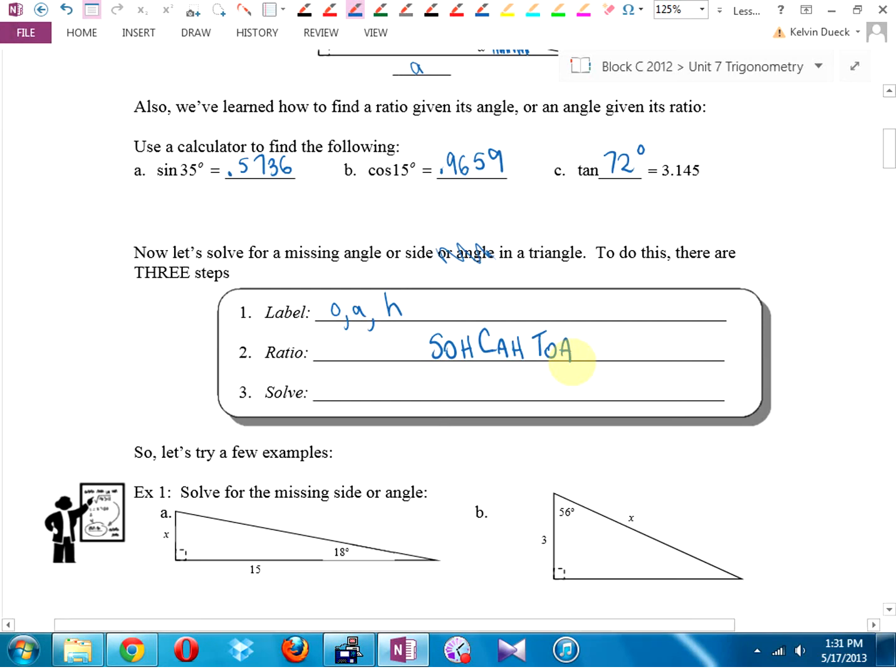And then it says solve. There's going to be 2 types of questions. Draw a little line right down the middle. If you're finding a side, you're going to end up cross multiplying. If you're finding an angle, shift button.